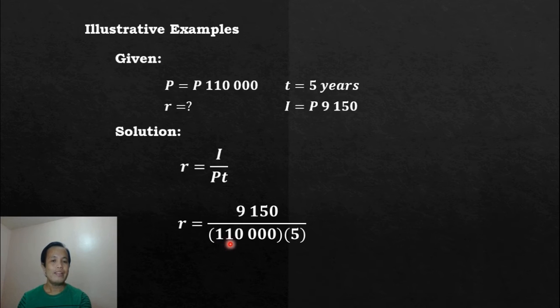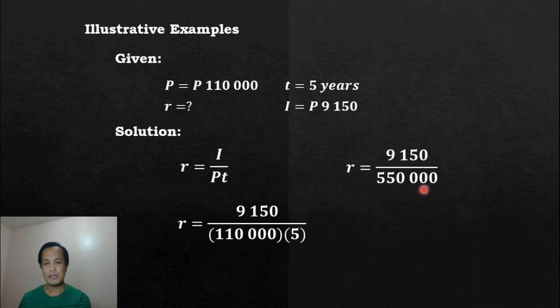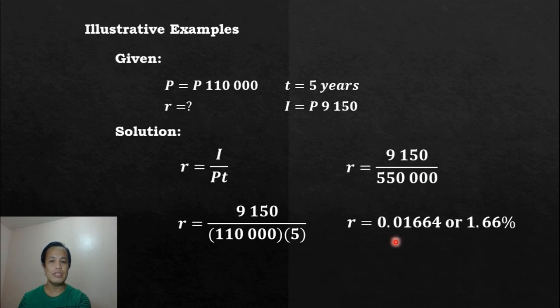Multiply 110,000 times 5, that would give us 550,000. Then to solve for the rate, we just simply divide 9,150 divided by 550,000 pesos. That will give us 0.01664, or in percentage, that is 1.66%.